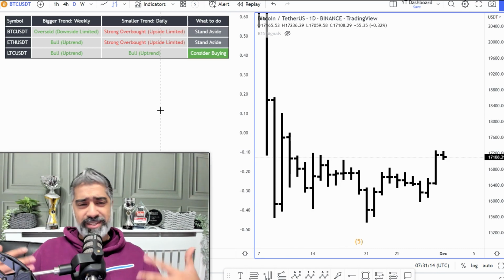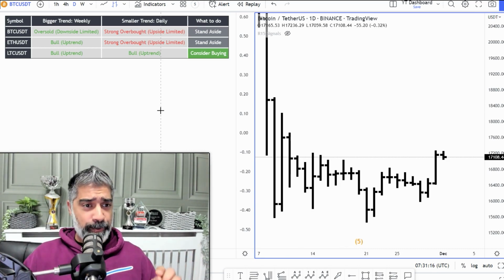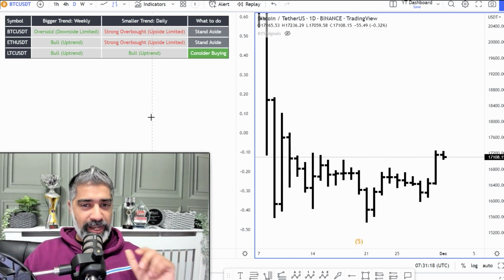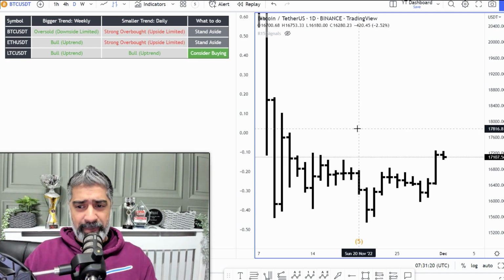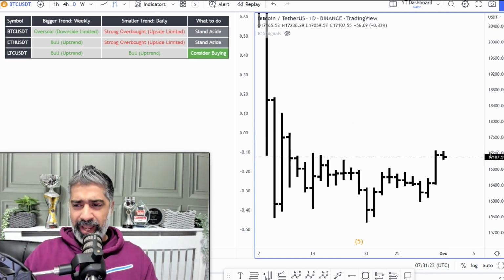So I'm going to actually use this now to help me, right? I've got Bitcoin on the right-hand side. We're going to look at Ethereum, and we're going to look at Litecoin.